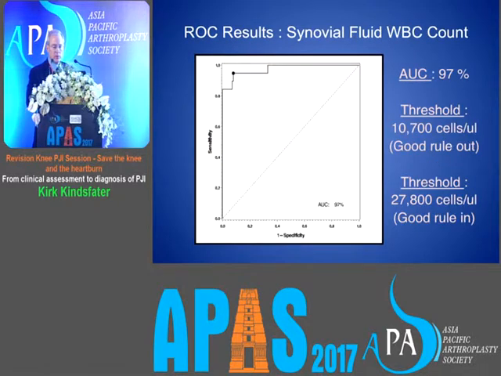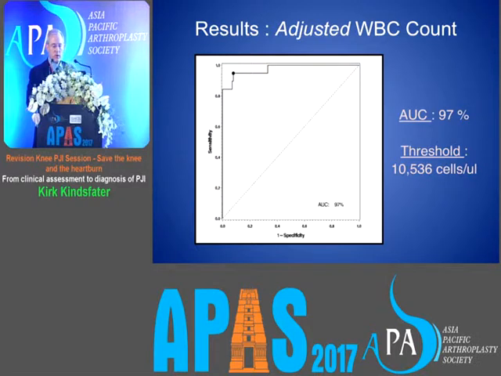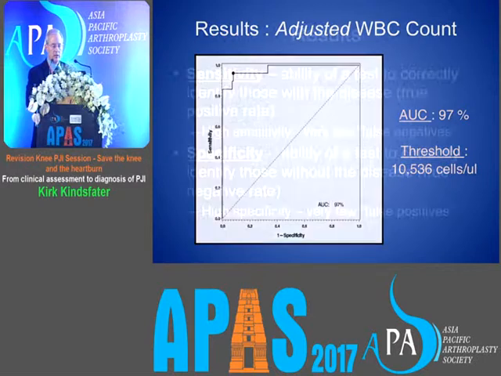But the best result is a synovial fluid white blood cell count. And it's kind of bimodal. A good rule out is less than 10,700. A rule in is about 28,000. Area under the curve, 97%. If you correct for, we call an adjusted white blood cell count, that means you take into account how much blood is in the sample, because more blood will give you more white blood cells. If you account for that, about 10,500 is a good number. You get area under the curve of 97%, so that's a good number, a good test.